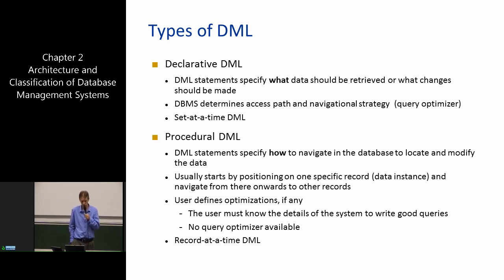So that means that the user must know the details of the system, the details of the database system at a very low level, at a very physical level, to work out the query, and there's no query optimizer available. Remember, procedural DML is a record at a time DML. So that means that you position on one record, and from there onwards you navigate to the next one until your query is solved. So declarative DML focuses on the what, it's set at a time DML. Procedural DML focuses on the what and the how, and it's record at a time DML.